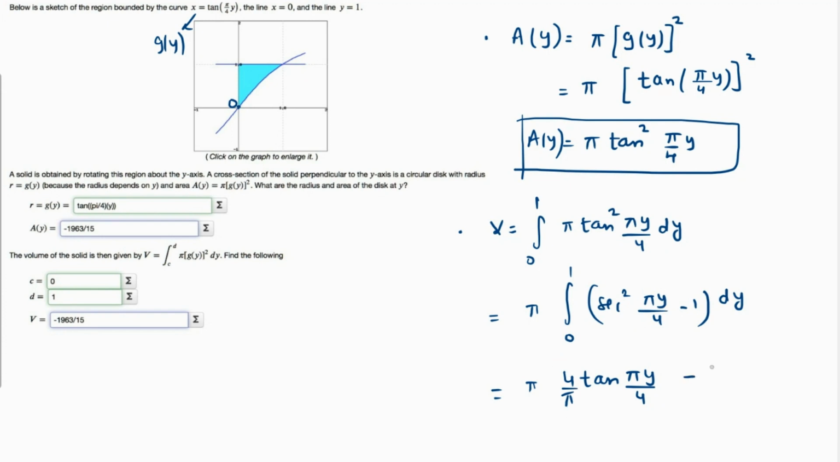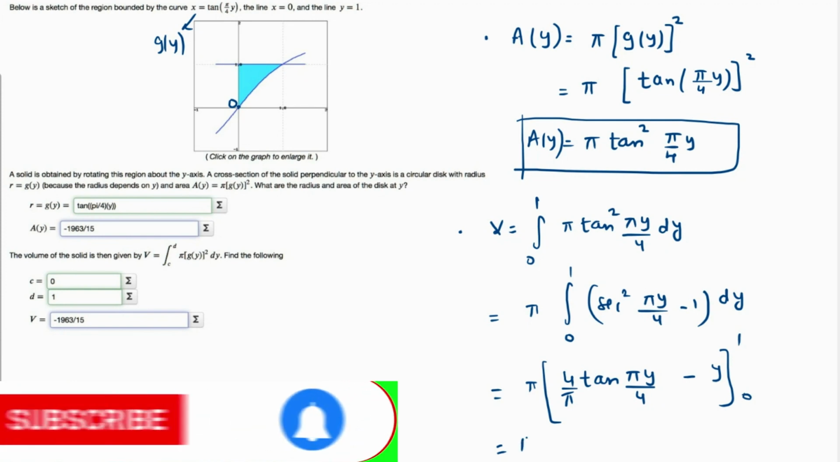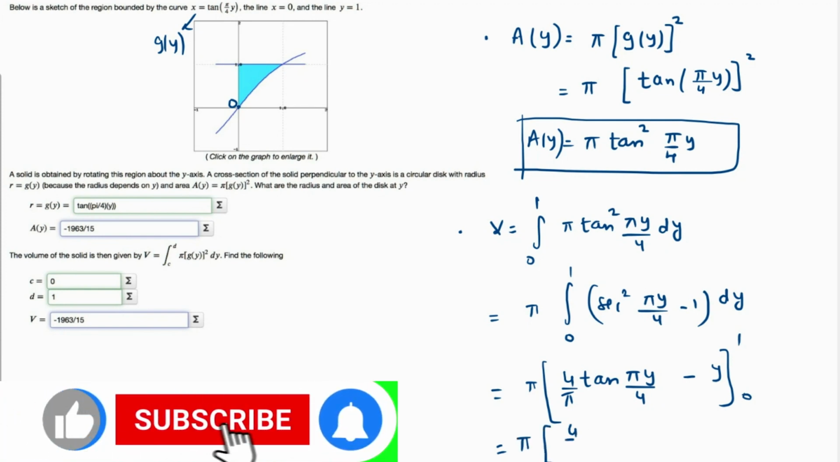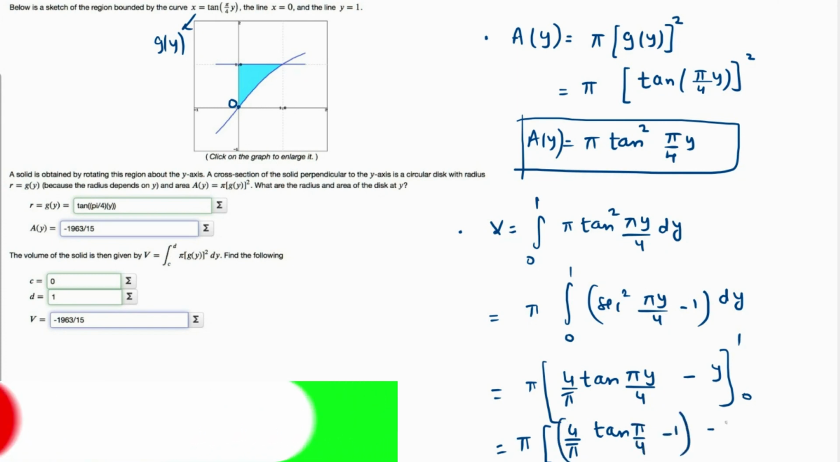And the integration of 1 is just y, and now we can place the limits from 0 to 1. So if you place the upper limit, that's going to be 4 over pi times tan of pi over 4 minus 1. And if you place the 0, then tan 0 is 0 and y at 0 is also 0. So that's just 0.